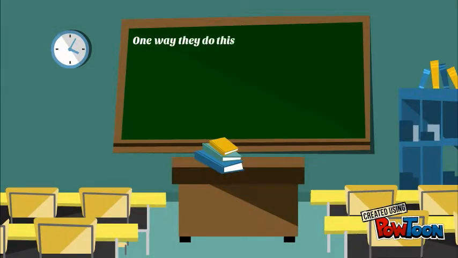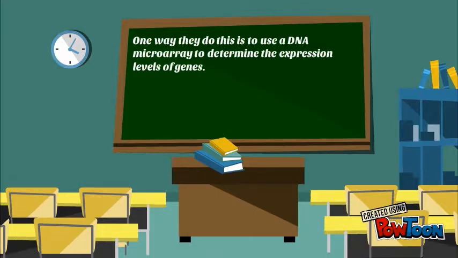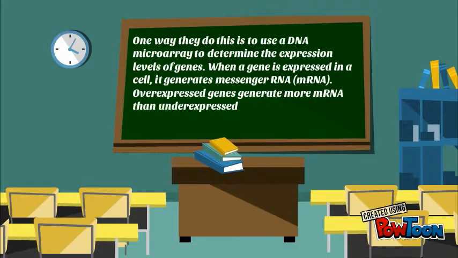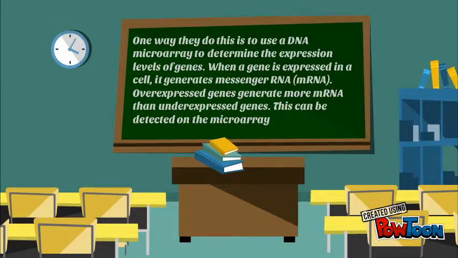One way they do this is to use a DNA microarray to determine the expression levels of genes. When a gene is expressed in a cell, it generates messenger RNA, mRNA. Overexpressed genes generate more mRNA than underexpressed genes. This can be detected on the microarray.